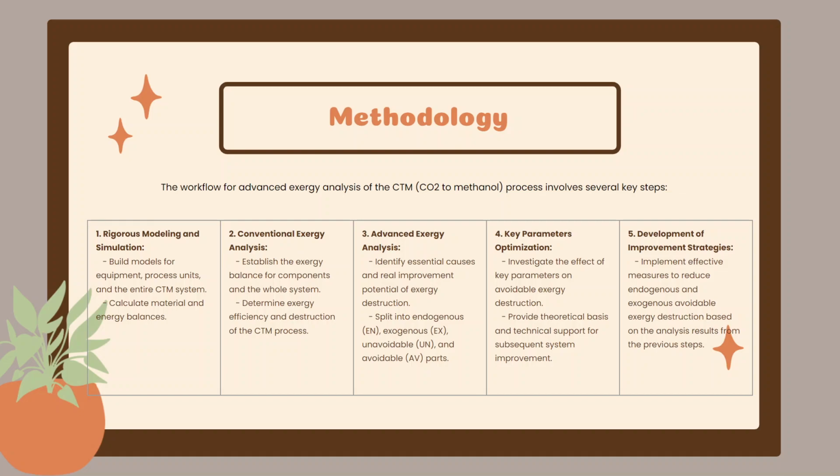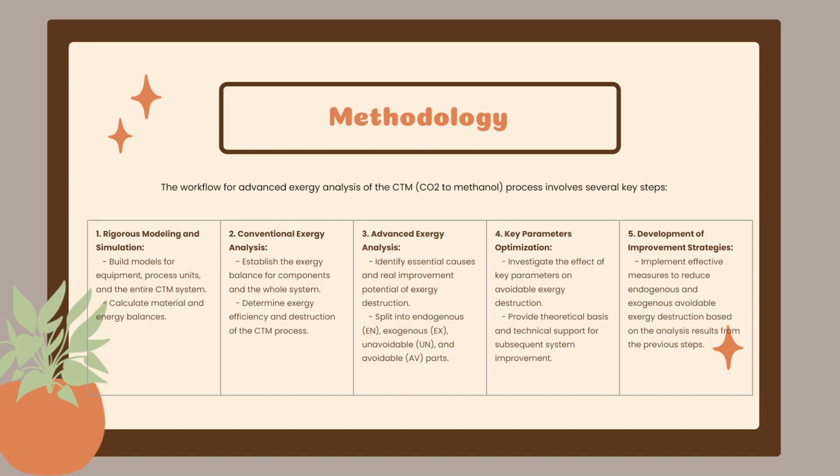The workflow for advanced exergy analysis of the CTM process involves several key steps. Number one, rigorous modeling and simulation. It is to build the equipment, process unit, and system models of the CTM for calculating the material and energy balance. Number two, conventional exergy analysis. It is to establish the exergy balance of the components and whole system for determining the exergy efficiency and exergy destruction of the CTM process.